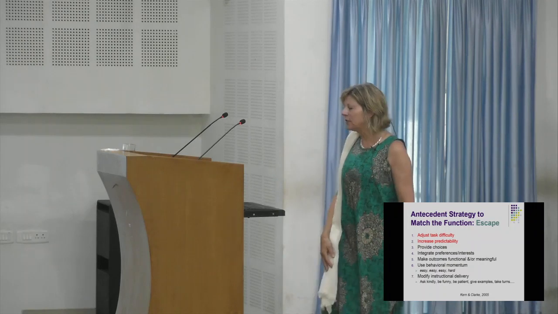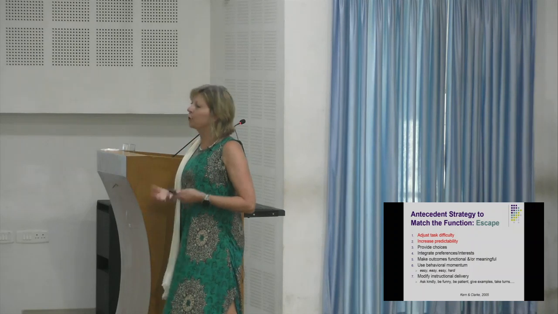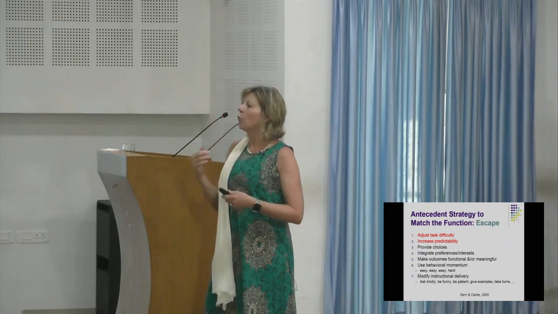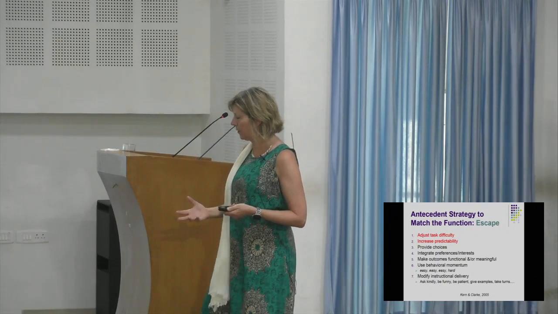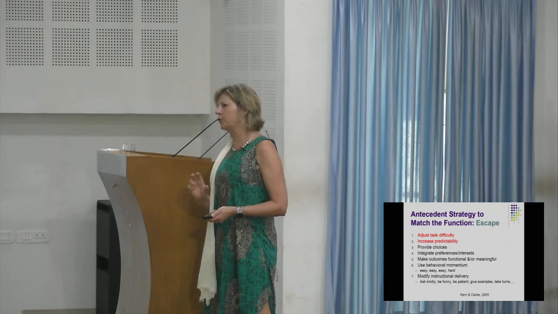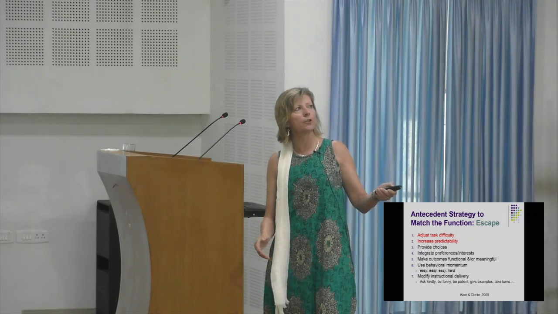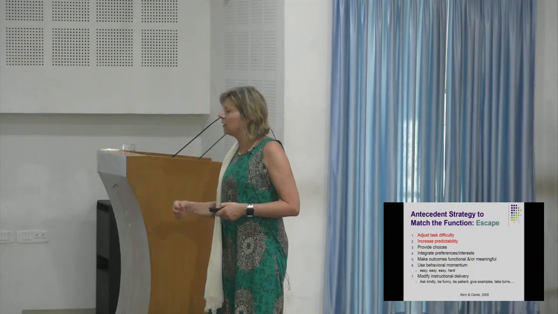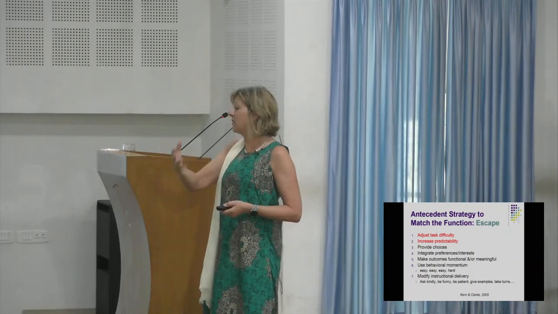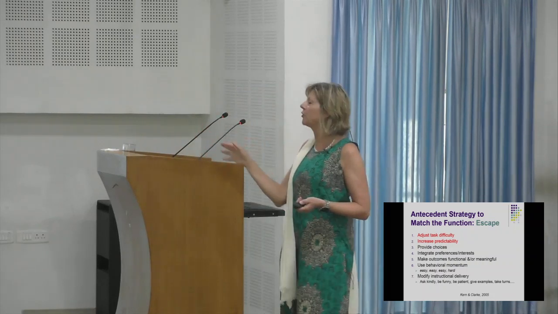So, some antecedent strategies. All along I've been talking about first determining the function of the behavior. Once we know or have a hypothesis about the function of the behavior, then we can determine what strategy we're using for intervention. So if the function of our behavior is to escape a task, avoid a task demand or a request that somebody makes, the task demand could include a transition.